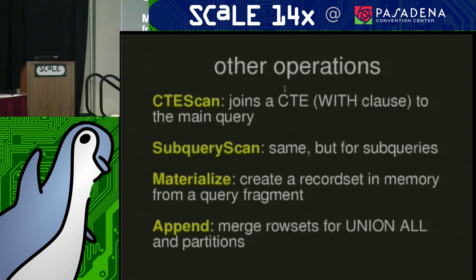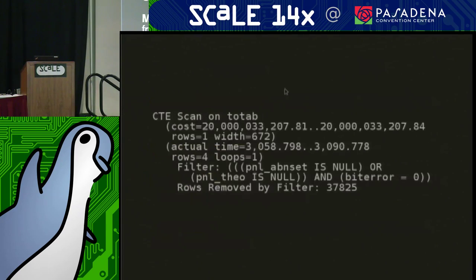Materialize. That's actually our most expensive sort of subquery or with clause, which says, hey, in order to actually execute this subclause, I had to actually turn it into a constructed, complete row set in memory, which is expensive. And that's what materialize means. So if you're seeing a materialize step in your query, that can be a reason why it's slow. And then an append, and that's for like union all and partitionings and other things where we're appending row sets to each other vertically.